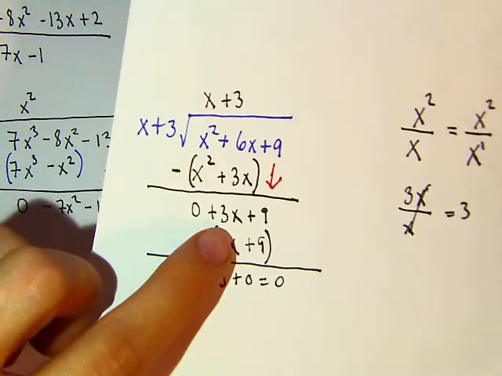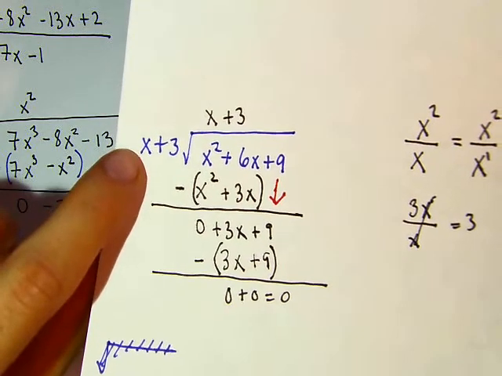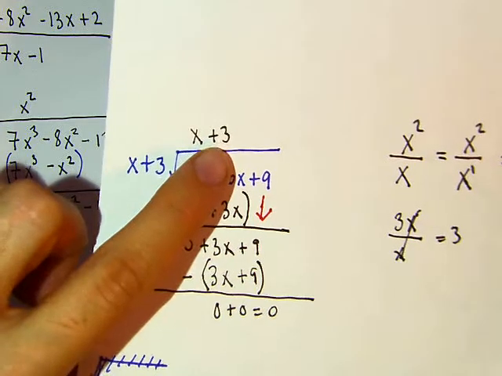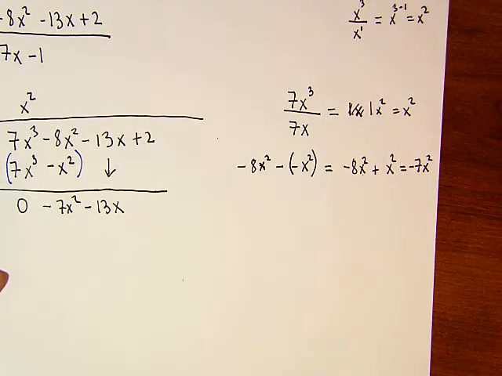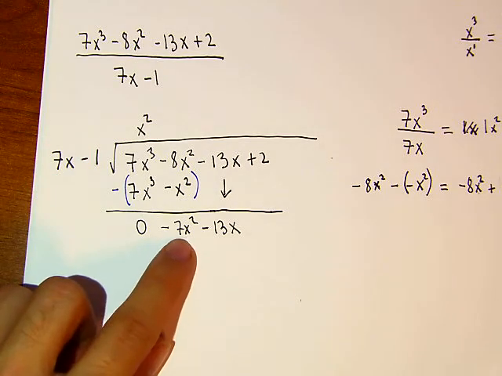And then what did you ask yourself next when you got to this point on this problem? You ask yourself, how many times does x go into 3x? It went in 3 times. We're going to ask the same question here. How many times does 7x go into this negative 7x squared? How many times will it be?